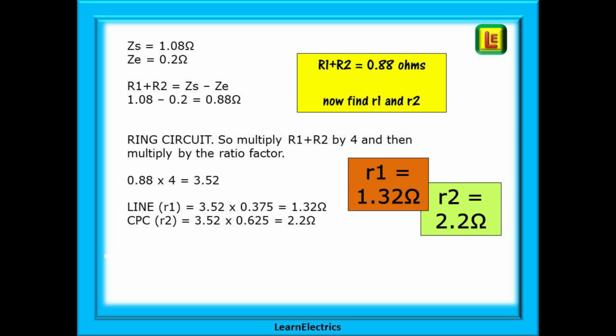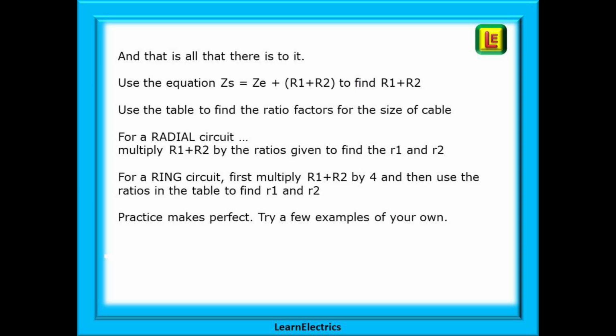And that is the answer. Little r1 is 1.32 ohms and little r2 is 2.2 ohms. These are the resistances of the circuit's conductors. And that is all that there is to it. Use the equation ZS equals ZE plus R1 plus R2 to find R1 plus R2. Use the table to find the ratio factors for the size of cable being used, and then for a radial circuit multiply R1 plus R2 by the ratios given to find little r1 and little r2. Whilst for a ring circuit, first multiply R1 plus R2 by 4 and then use the ratios in the table to find little r1 and little r2.